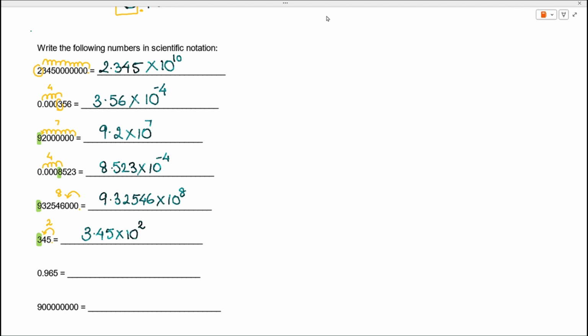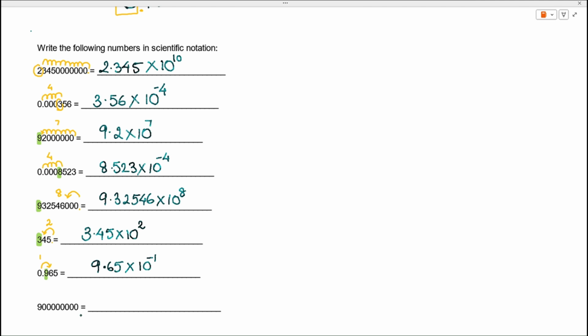The next one is this question, in which our decimal is over here and we have to bring it after the first non-zero digit, which means it is being moved only 1 decimal place to the right. So our scientific notation becomes 9.65 times 10 raised to the power of -1, just because it's being moved to the right.